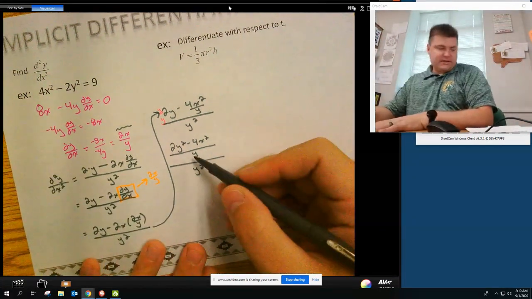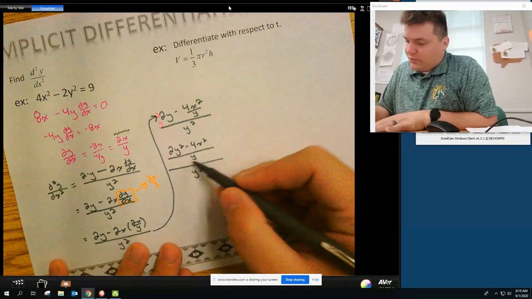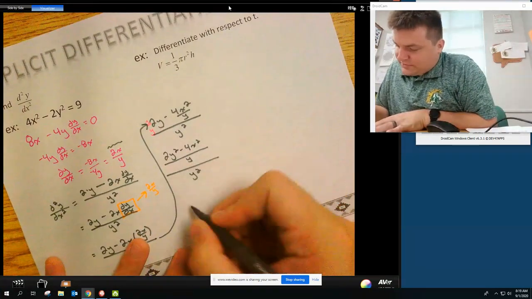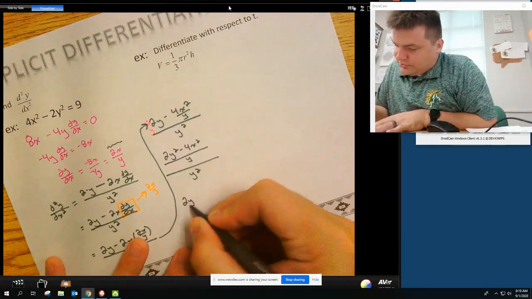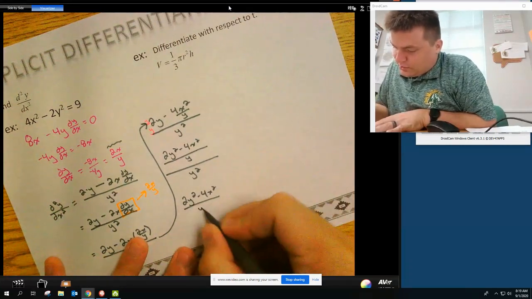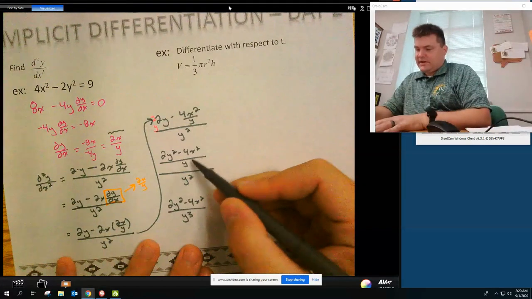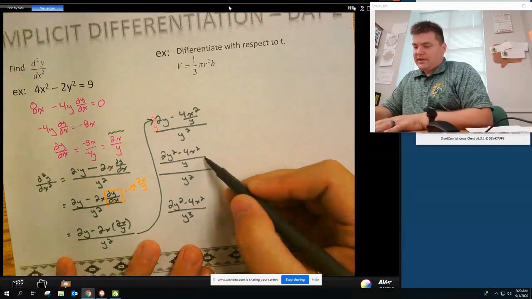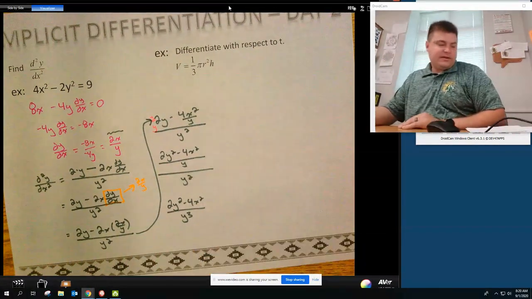So if we flip the second here and multiply, this is going to become y to the third on the bottom. So 2y squared minus 4x squared all over y cubed. So what I'm doing here is I'm flipping this and multiplying it here. That's why I'm going to get y cubed on the bottom.